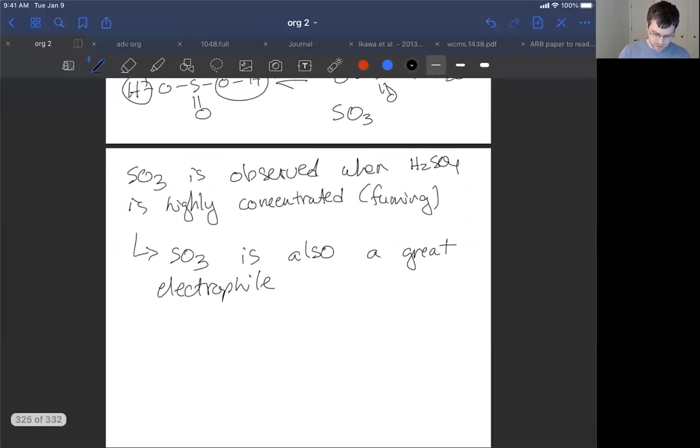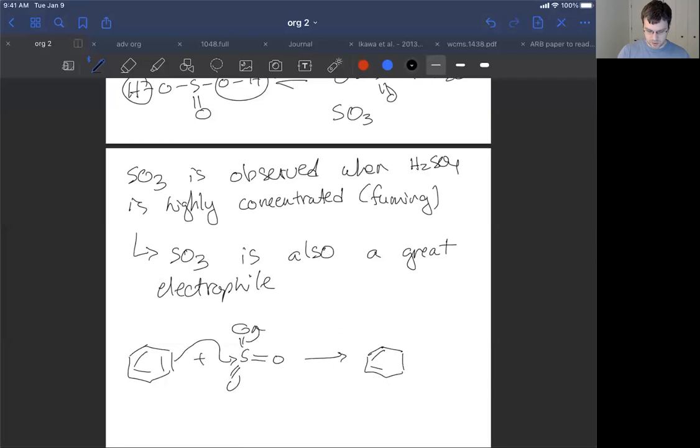SO3 is also a great electrophile. And what that means is that when benzene sees SO3, it's going to react with it like it reacts with any great electrophile. It's going to add to the sulfur atom. And we can't take on that many electrons, so we have to push something up. We're going to push some electrons onto an oxygen atom to give rise to an SO2 with an oxygen singly bonded to sulfur, and it's now negatively charged.